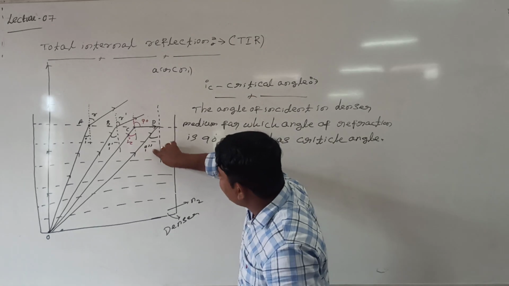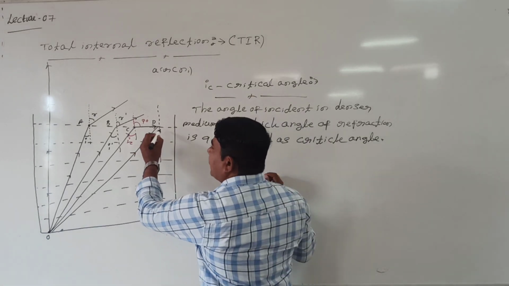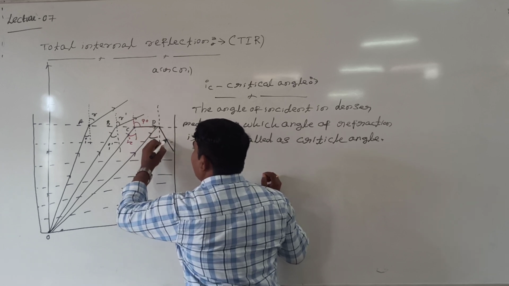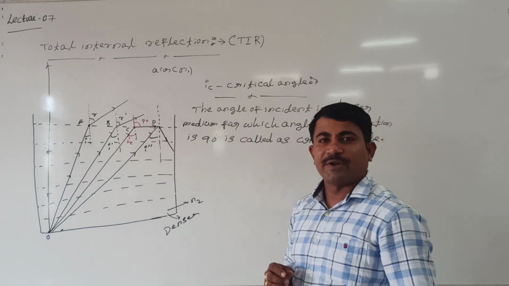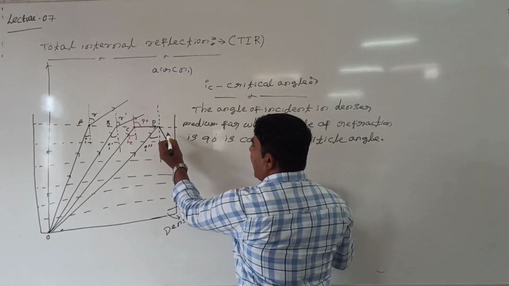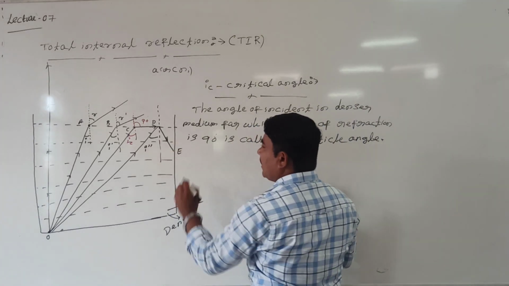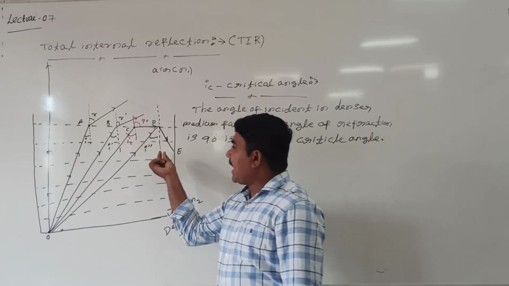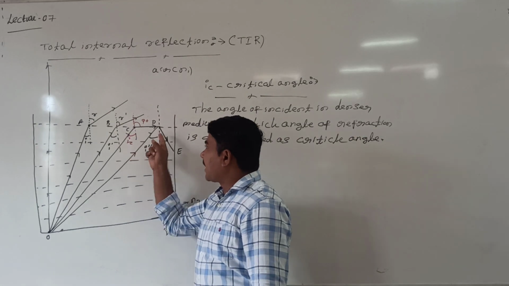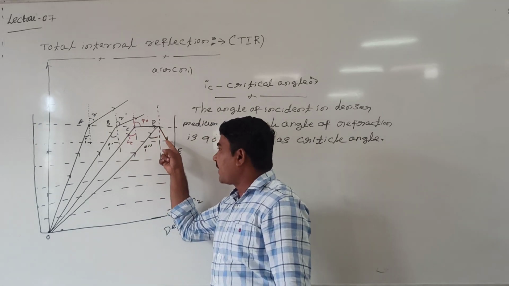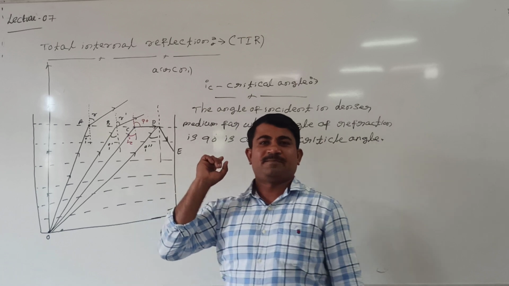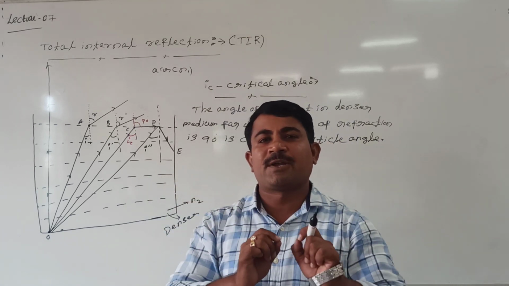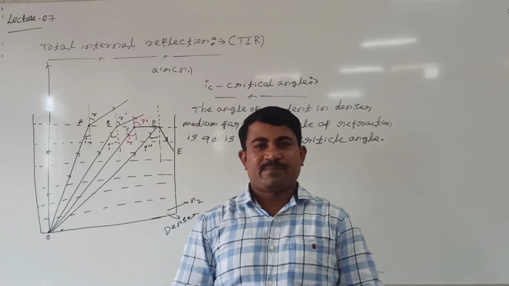If the angle of incident is greater than critical angle, then this ray of light is not refracted. Instead, this ray of light is reflected in the same medium. How is it? This ray of light is reflected back in the denser medium along the direction of DE. See here. Wherever the angle of incident is greater than critical, the ray of light is not refracted, instead it is reflected in the same medium. If the ray of light is reflected in the same medium, then this phenomenon we call total internal reflection.